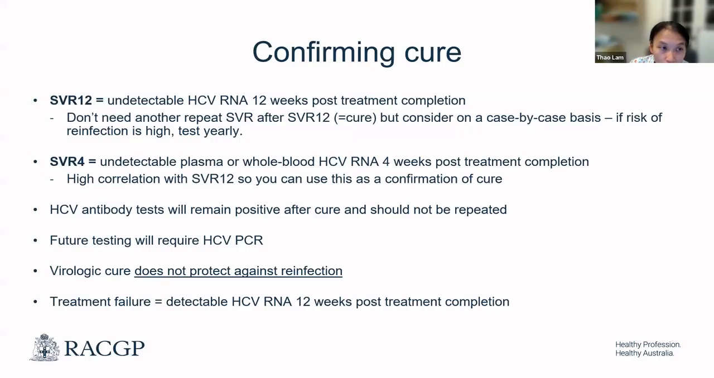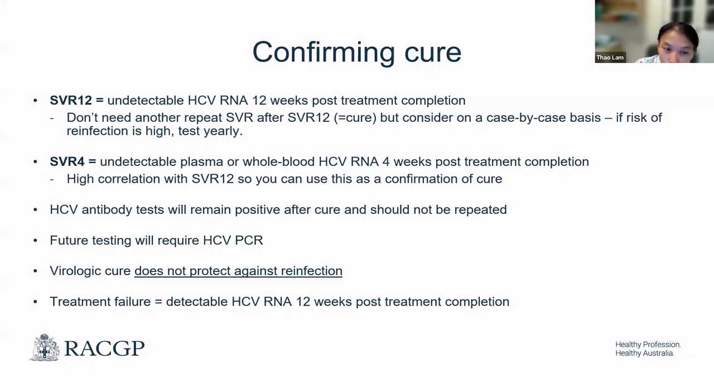So in terms of confirming cure, which we define as an SVR12, which is an undetectable Hep C RNA 12 weeks post-treatment completion, or an SVR4, which is an undetectable Hep C RNA 4 weeks post-treatment completion. There's really a high correlation between the SVR4 and SVR12. I must say I do a lot of SVR4 testing.